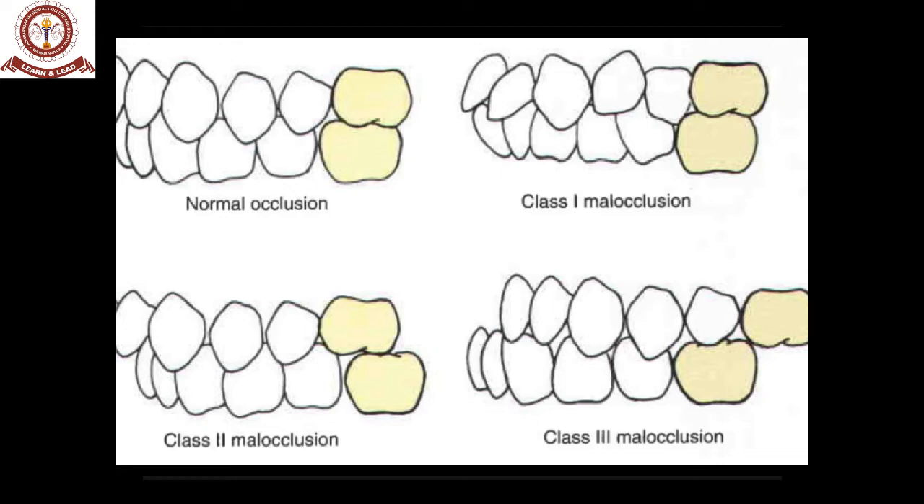In class 1 malocclusion, we can see that the maxillary first molar's mesiobuccal cusp comes in contact with the lower buccal groove. In class 2, the distobuccal cusp comes in contact with the buccal groove. And in class 3, the mandible is prognathic, thereby the lower jaw is forwardly placed, therefore the maxillary first molar is behind the mandibular first molar.